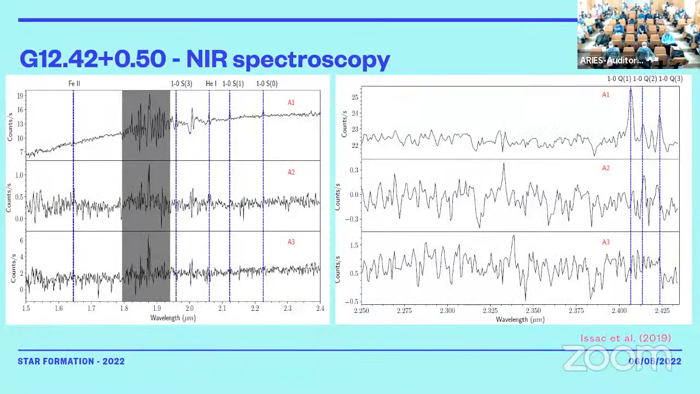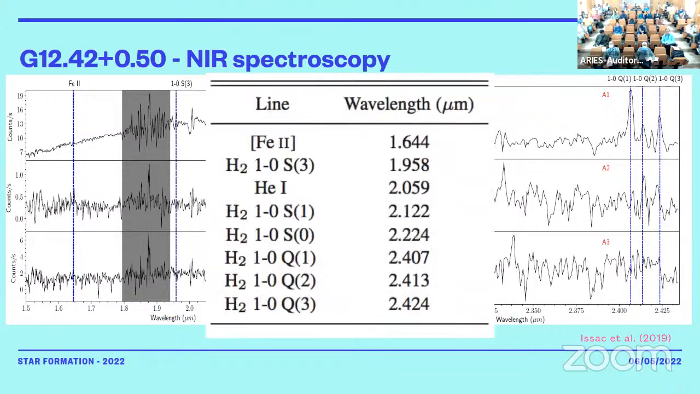These are the spectra extracted towards all three apertures: A1, A2, and A3. As can be seen, there are clear detections of H2 lines and an He I line towards the aperture A1, and there is also a faint detection of an Fe II line. But in the case of the apertures A2 and A3, no lines were detected above the noise level. And these are the lines that were detected and their corresponding wavelengths.